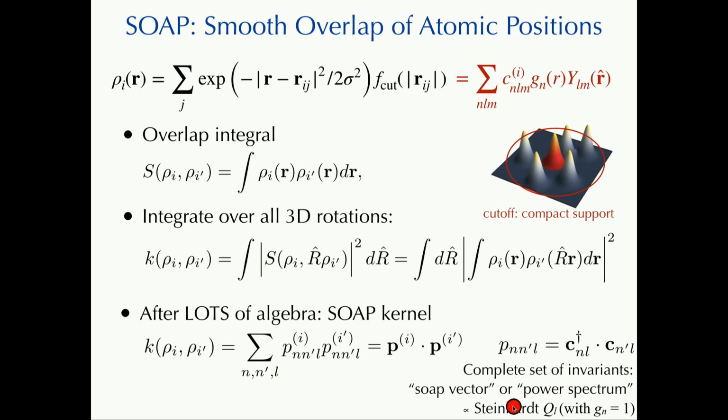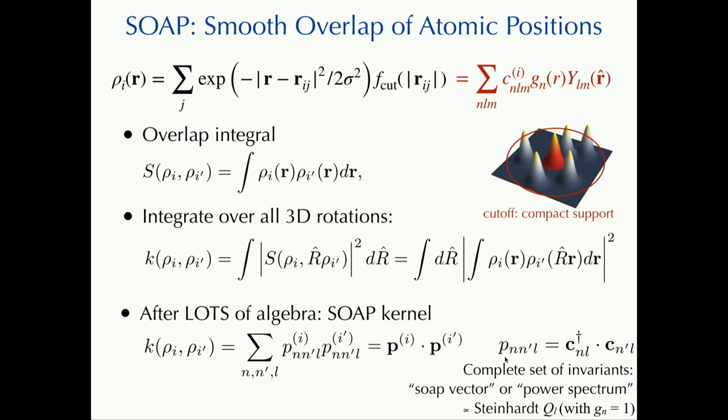It's also sort of reminiscent of Steinhardt's bond order parameters, Q_l, if you take the radial basis to be the identity. So g_n just is 1. Of course, we don't really, because we want radial information. So g_n is a complete orthonormal basis. But the rotational part is the same as Steinhardt's order parameters from the early 90s.